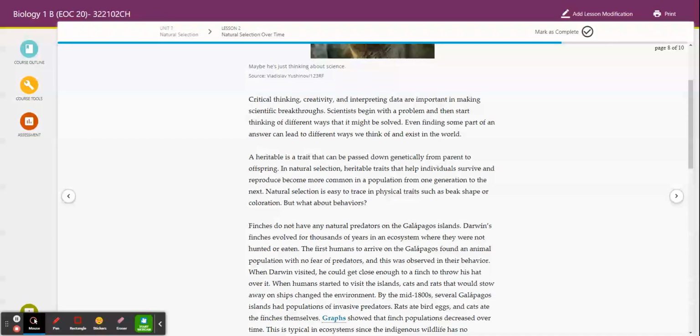A heritable trait is a trait that can be passed down genetically from parent to offspring. In natural selection, heritable traits that help individuals survive and reproduce become more common in a population from one generation to the next. Natural selection is easy to trace in physical traits such as beak shape or coloration. But what about behaviors?